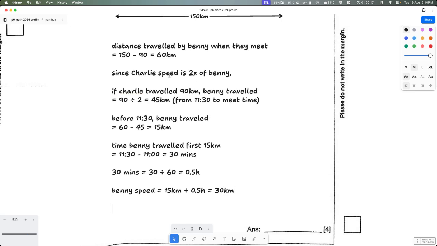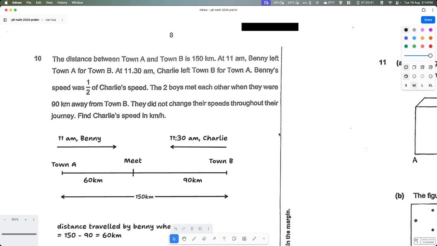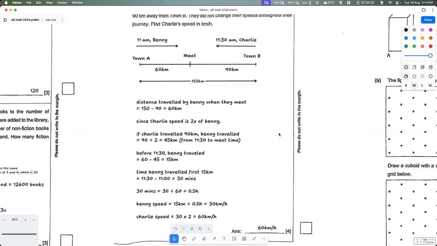So since Charlie's speed is 2 times Benny's, Charlie's speed is equal to 30 times 2, this will give you 60 kilometers an hour. Right, there you go. So that's the answer, 60 kilometers an hour. Right, let's move to the next question.